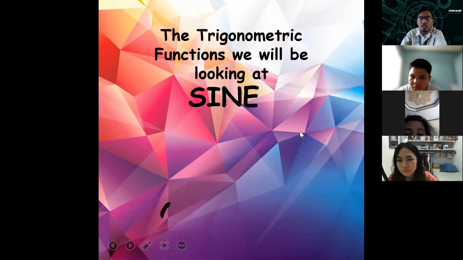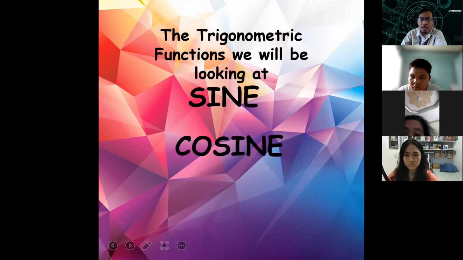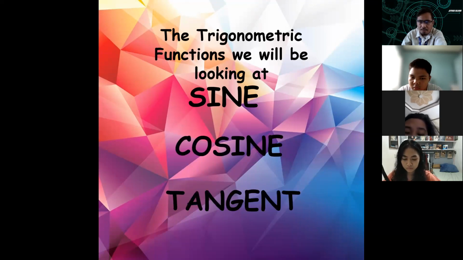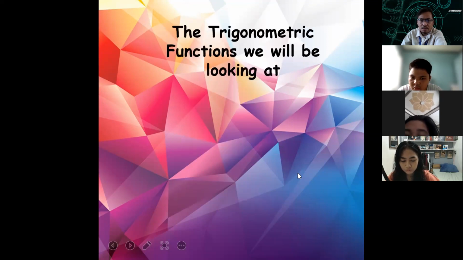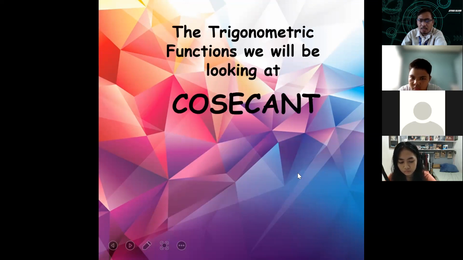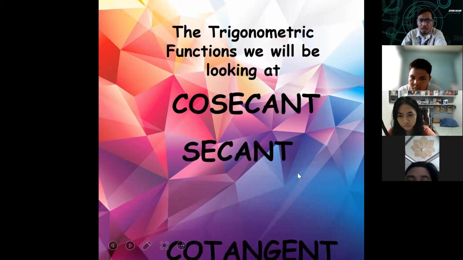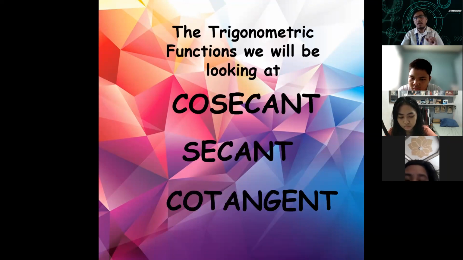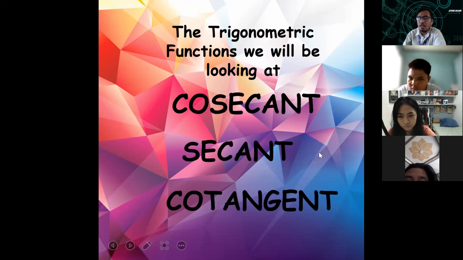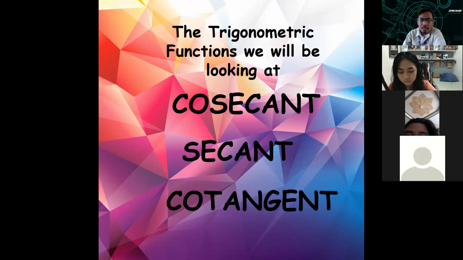So there are 6 trigonometric functions that we will be dealing with. The first 3 are sine, cosine, and tangent. We also have cosecant, secant, and cotangent. So again: sine, cosine, tangent, cosecant, secant, cotangent.